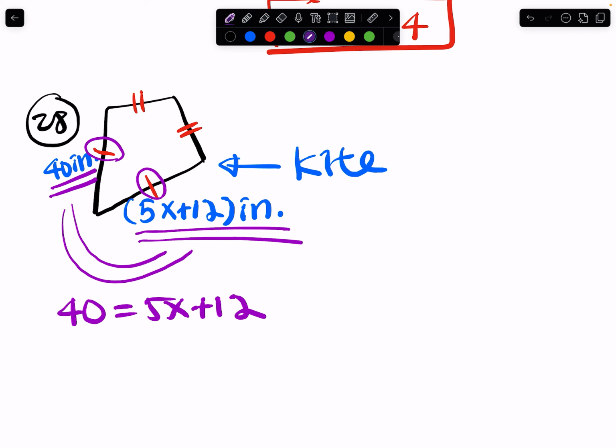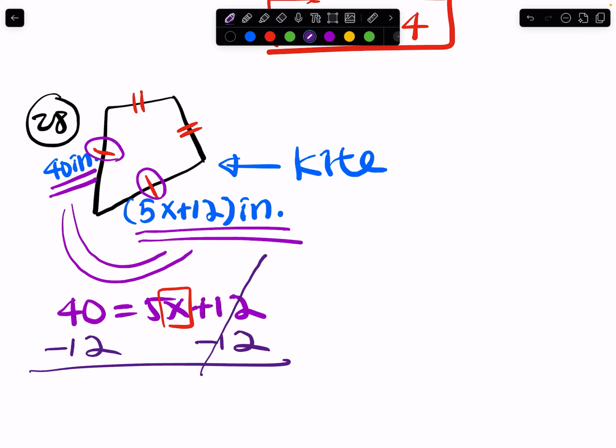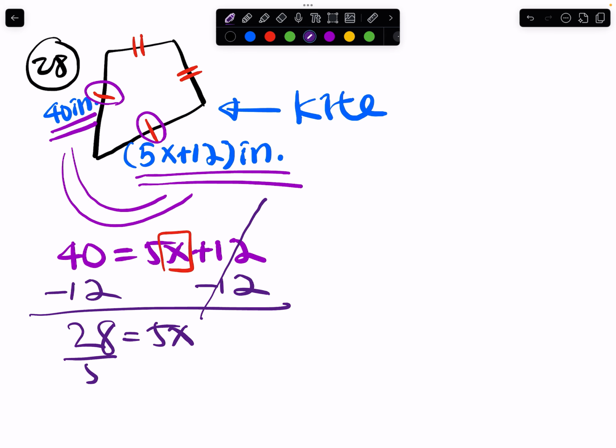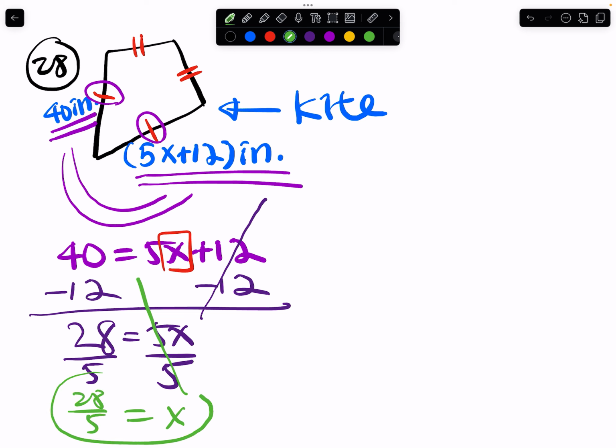Now let's subtract. Think about it. Our goal is to get rid of the 12. So let's subtract 12. It goes away, makes that part go away. And that gives me 40 minus 12, which is 28. And that's 5x. Let's divide both sides by 5, and that gives me cancellation. X is equal to 28 over 5. That's your answer.